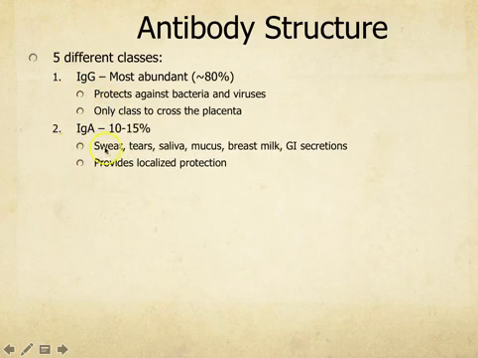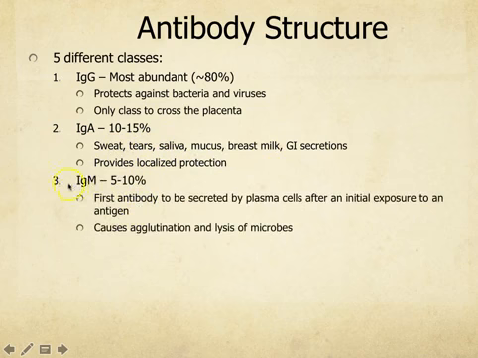IgA can be found in sweat, tears, saliva, and you can see this in all these different secretions, which means they provide localized protection. All that means is IgA, if it's found in sweat, well, guess what? It protects you on the surface of your skin. If it's found in tears, it protects your eyeballs. It's not going to protect anywhere else other than the eyes. Saliva, mouth, etc.